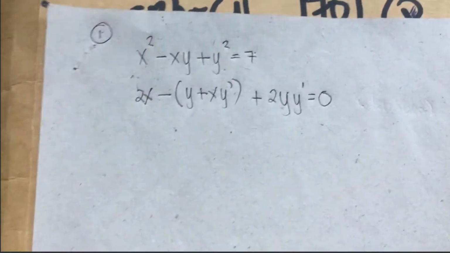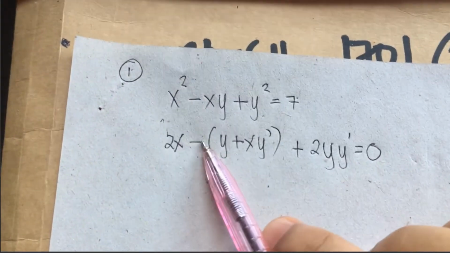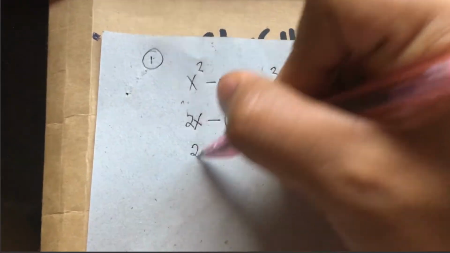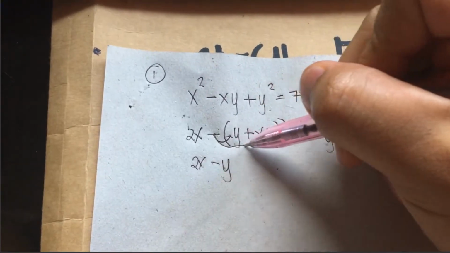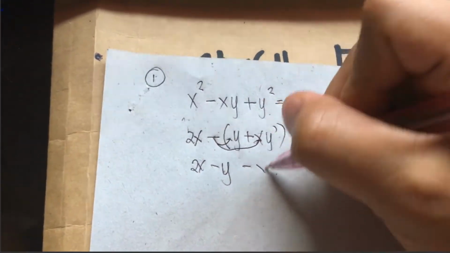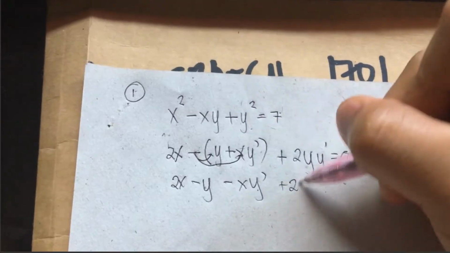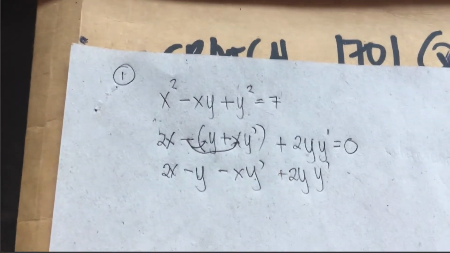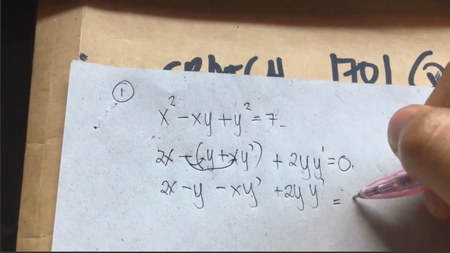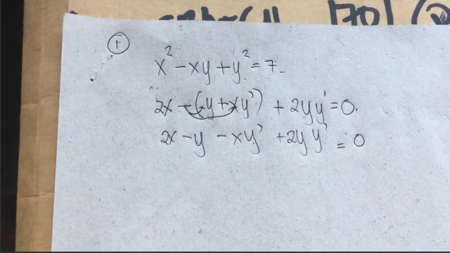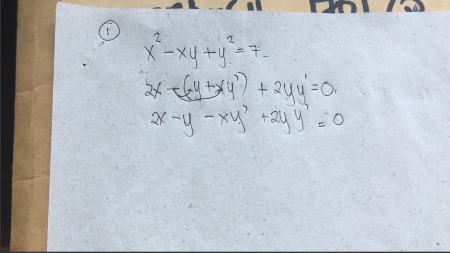So, after this process, you are going to distribute the negative sign. 2x, distribute, negative times y, negative y, negative times xy prime, we have negative xy prime, plus 2y, y prime. Yan, is equal to, derivative of 7 is 0, so 0. After that one, you are going to collect like terms, okay?